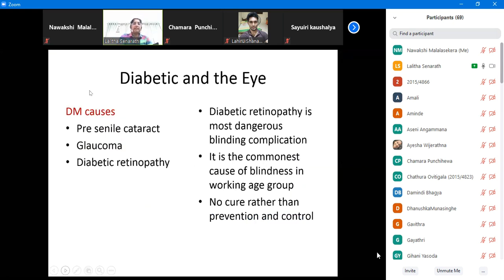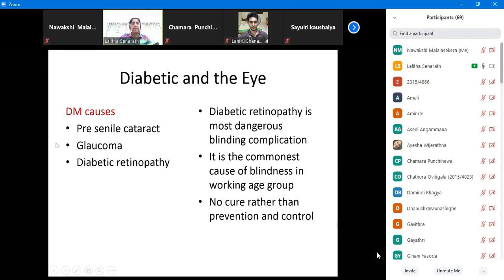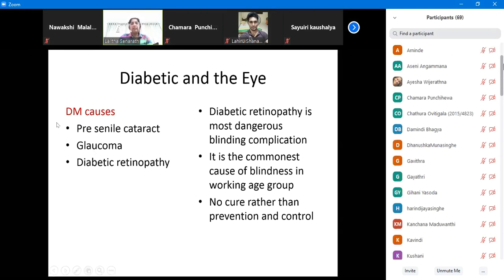And diabetic eye disease, another common disease, can cause presenile cataract, glaucoma, and diabetic retinopathy. These are the main complications of diabetes. Diabetic retinopathy is the most dangerous blinding complication. It is the most common cause of blindness in the working age group. There is no cure other than prevention and control.